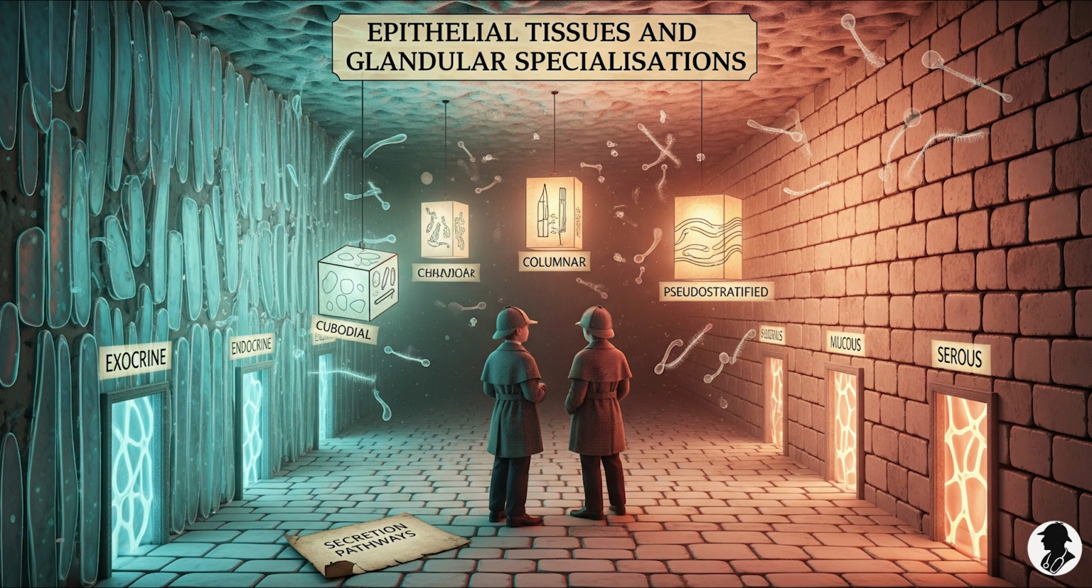And one last really key thing, high renewal rates. They replace themselves fast. Incredibly fast. They're like a construction crew that's always busy, rebuilding, refreshing surfaces. Your skin epidermis replaces itself roughly every 28 days. The cells lining your gut, the enterocytes, every 4 to 7 days. That is rapid turnover. Makes sense for surfaces that get a lot of wear and tear.